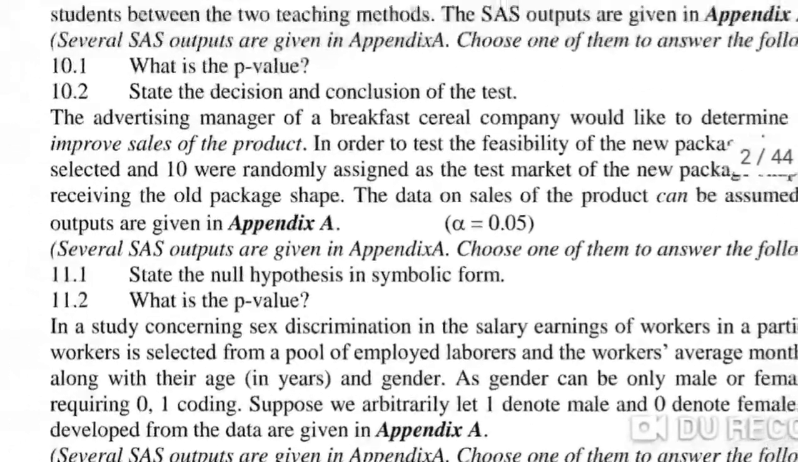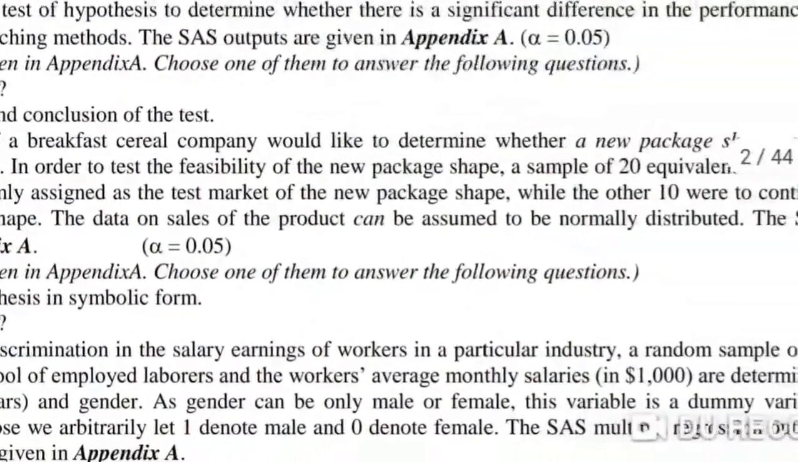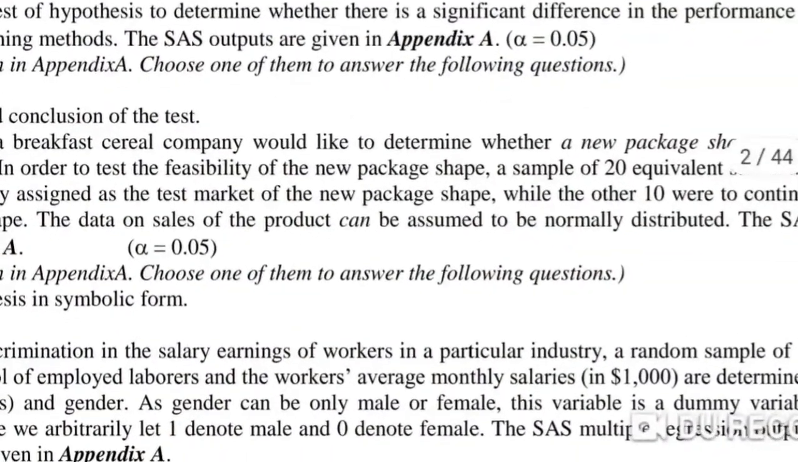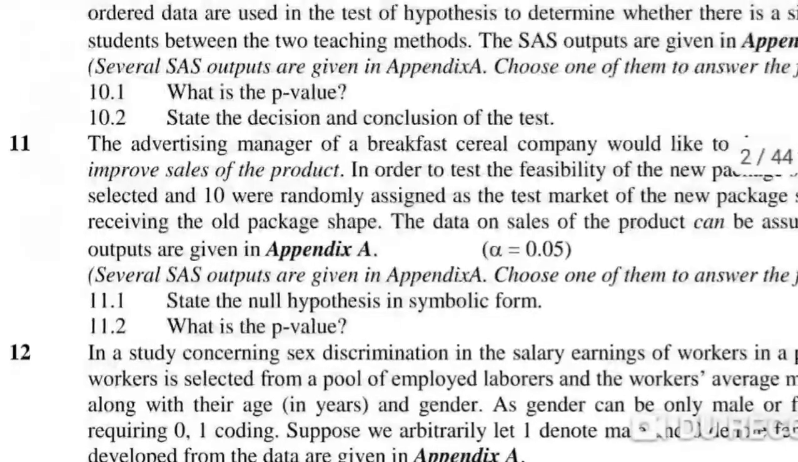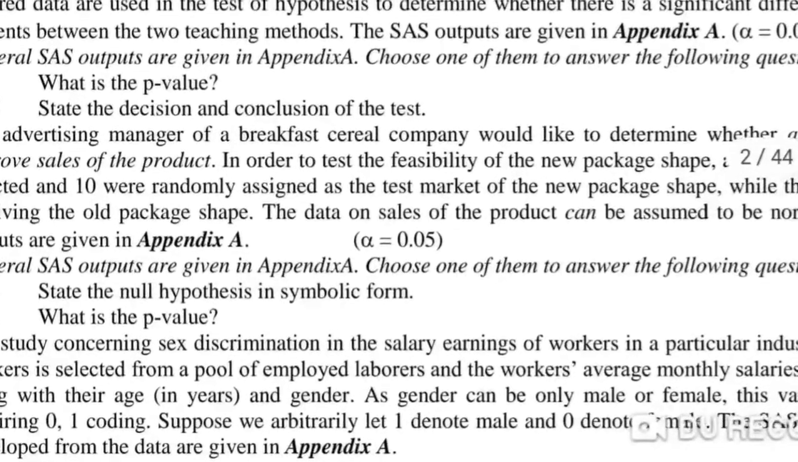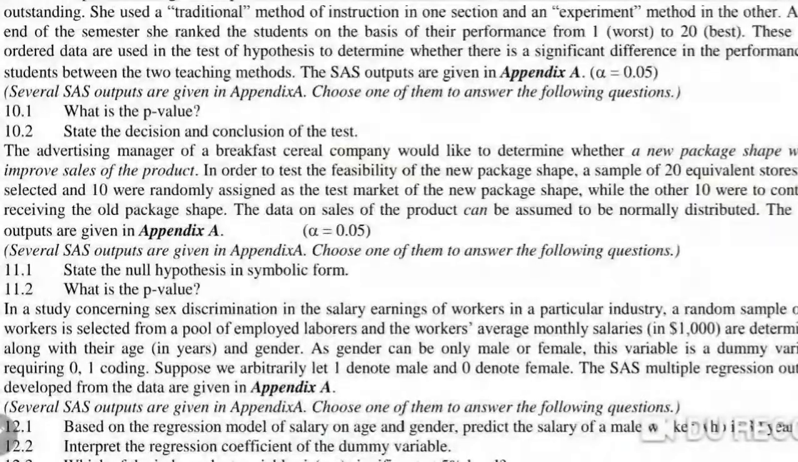The data on sales of product can be assumed to be normally distributed. So, normally distributed, that means we have to choose parametric test. Topics 1, 2, 3: simple regression, multiple regression, ANOVA. The set outputs are given, so you have to select the correct set output. Now, how many samples? 2 samples, independent samples, new package shape and old package shape, 10 each. So 2 disjoint groups, independent samples.